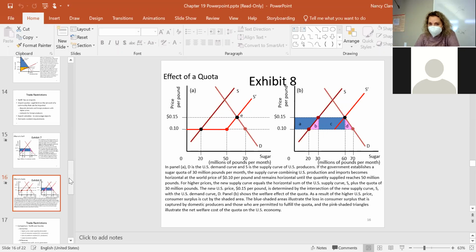Okay, any questions on this? Don't overthink it. Just know how much US consumers would want if there was no trade restriction. Know how much we get after the trade restriction. Understand who gets our consumer surplus, and understand what the biggest problem with that is going to be: that net welfare loss. Okay, it's you trading your consumer surplus for nothing.